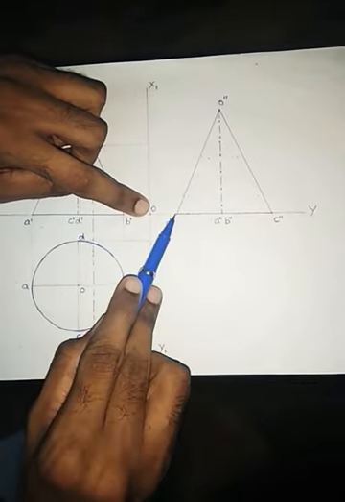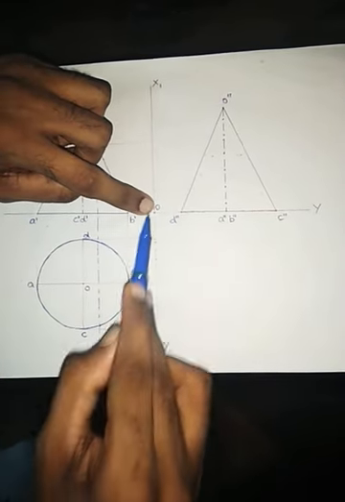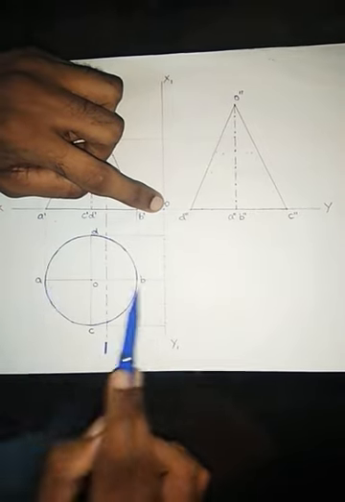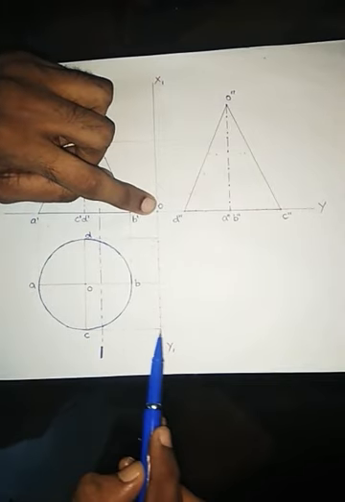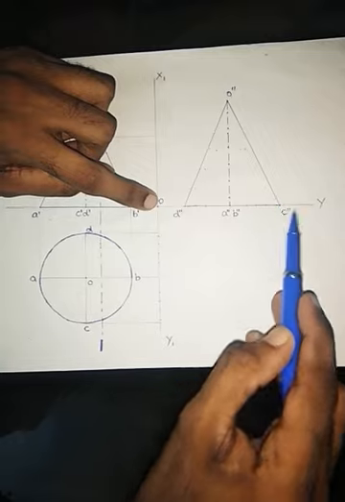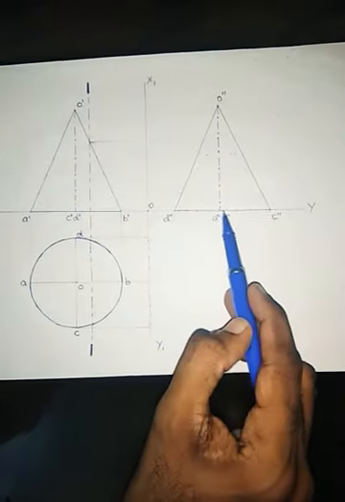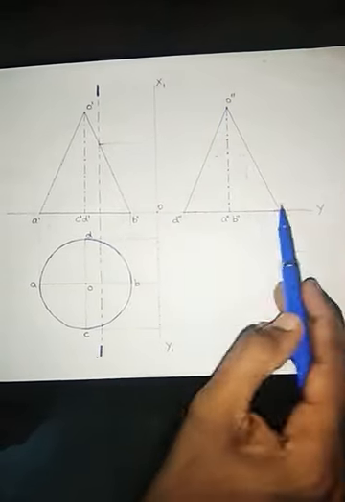So D will come here, that will be D double dash. Next I'll rotate this point, with O as center and this distance as radius, using your compass. Again you rotate it; rotating A and B, I get A double dash and B double dash here. Next, project C till this point, take O as center and this distance as radius, and rotate it. You will get C double dash here. The height of the cone is again 70 mm, so from here you take 70 mm, mark O double dash, and complete the end view.